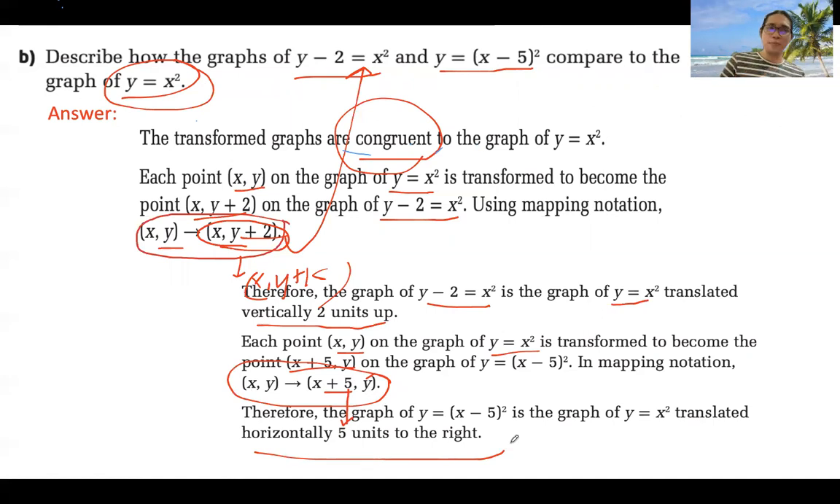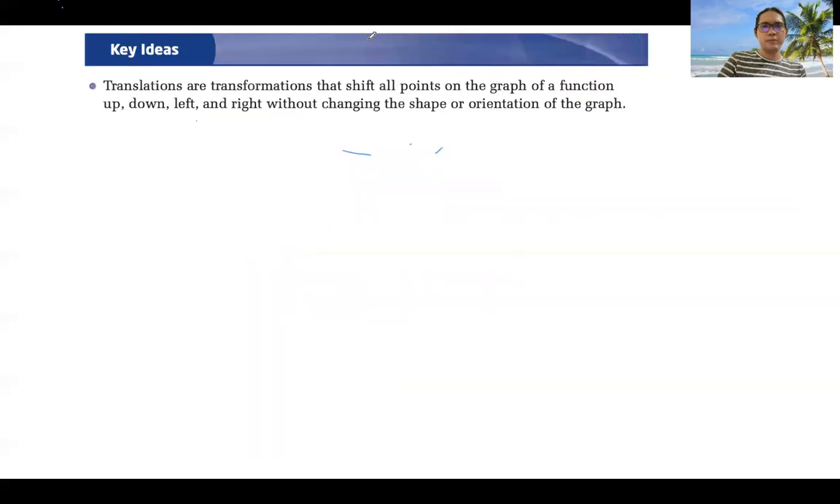Okay, so always remember the forms of horizontal and vertical translations. This is the form for the horizontal translation, and this is the form for the vertical translation. Please identify your h and your k. If it is h, that means it moves to the left or to the right, horizontally. And if it is k, that describes the movement along the y-axis, which is up or down. So that's it, as simple as that. Okay, so let's now proceed.